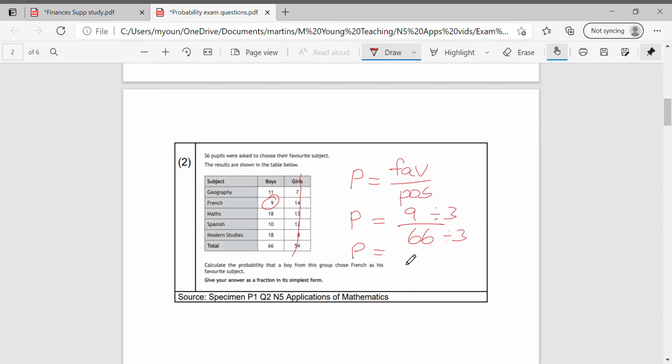So the answer is going to be 3 out of 22, and that's simplified down as far as we can go. Nice and easy one, that one. Make sure if it says give your answer as a fraction in simplest form, you always do that.